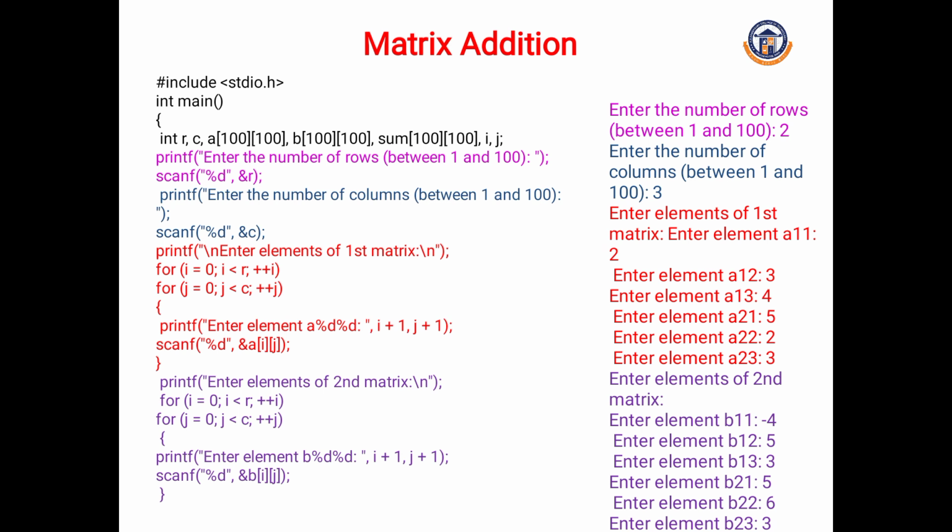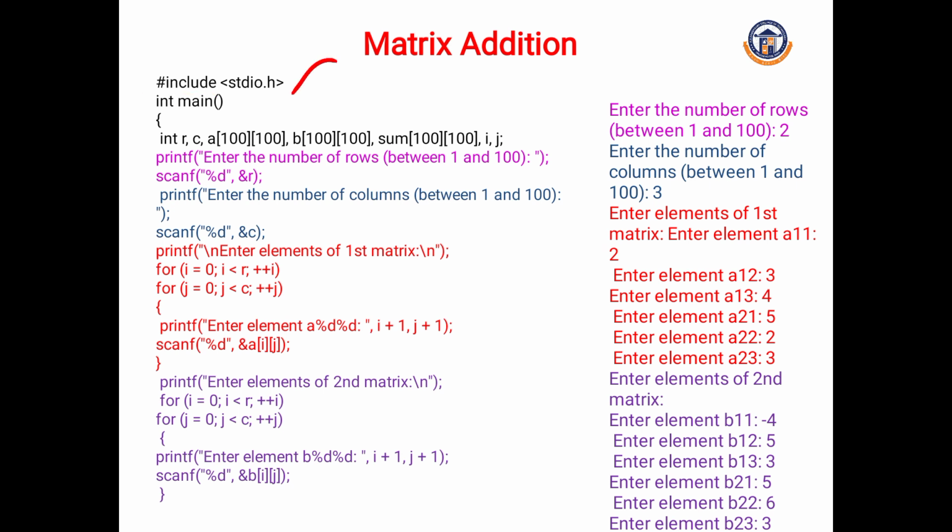As usual, we are starting the program by using the header file include stdio.h. Next, the return value of this program is an integer. Since it is a matrix addition, I have defined it as an integer. So I have started this program by using int main.